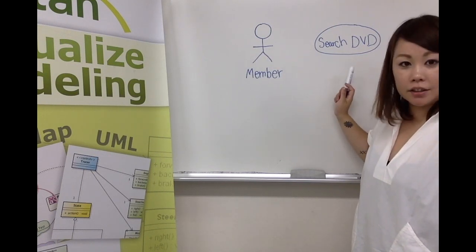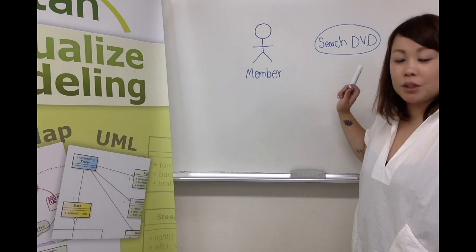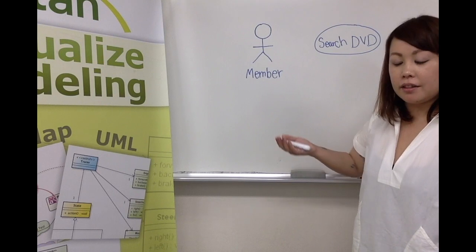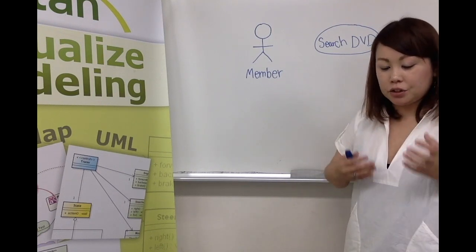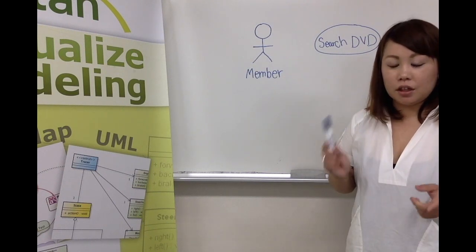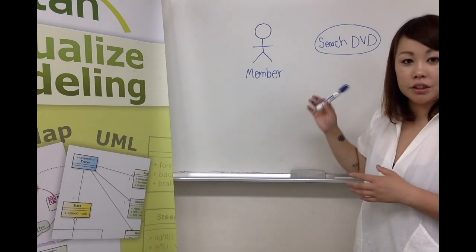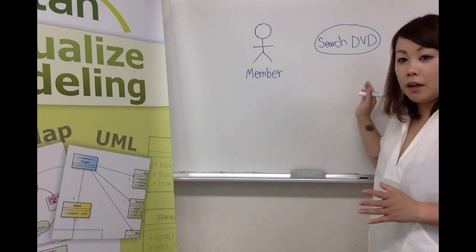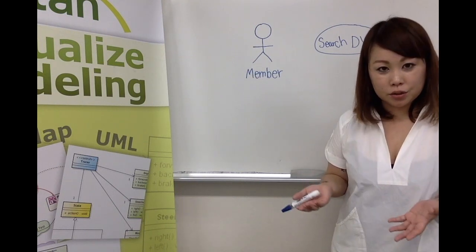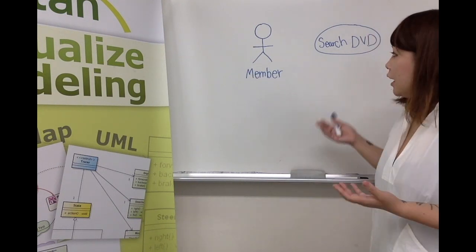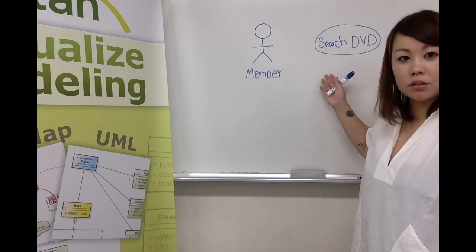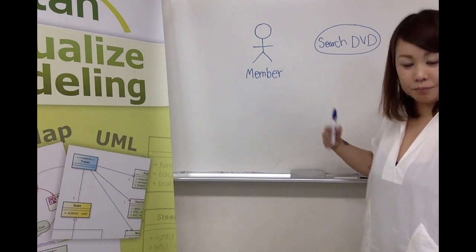And do not take a use case as a function, because use cases are often misunderstood as functions and you tend to break them down too deep into sub-functions. Do not do that. Do not do the functional decomposition to a use case. Well, use case is a strange word. It is a case of use. So it is like a scene where actors act a role to accomplish the goal by interacting with the system.